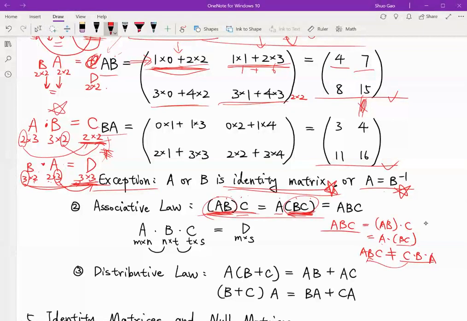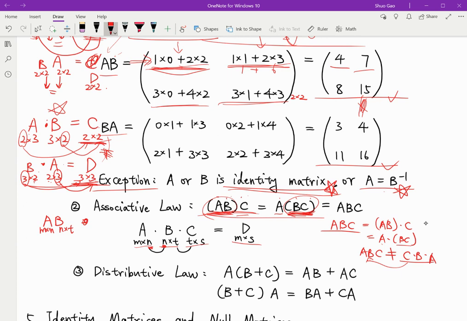So if A is an m by n matrix, B is an n by t matrix, and C is a t by s matrix, the resulting matrix D, if we multiply A, B, and C, should be of dimension m by s, right? Because if we multiply A and B first, A is m by n, B is n by t.